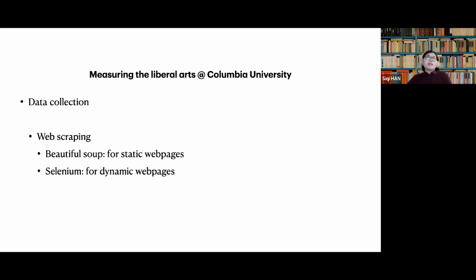So this is the project I was affiliated with at Columbia University when I was a postdoc. It is called Measuring the Liberal Arts. It was funded by the Mellon Foundation. And we spent a lot of time doing this data collection of the massive amount of course contents. So the first step is to do the web scraping. There are certain schools that use static web pages and other schools that use dynamic web pages to show their course contents. We used two different Python packages to deal with these two different kinds of web page structure.